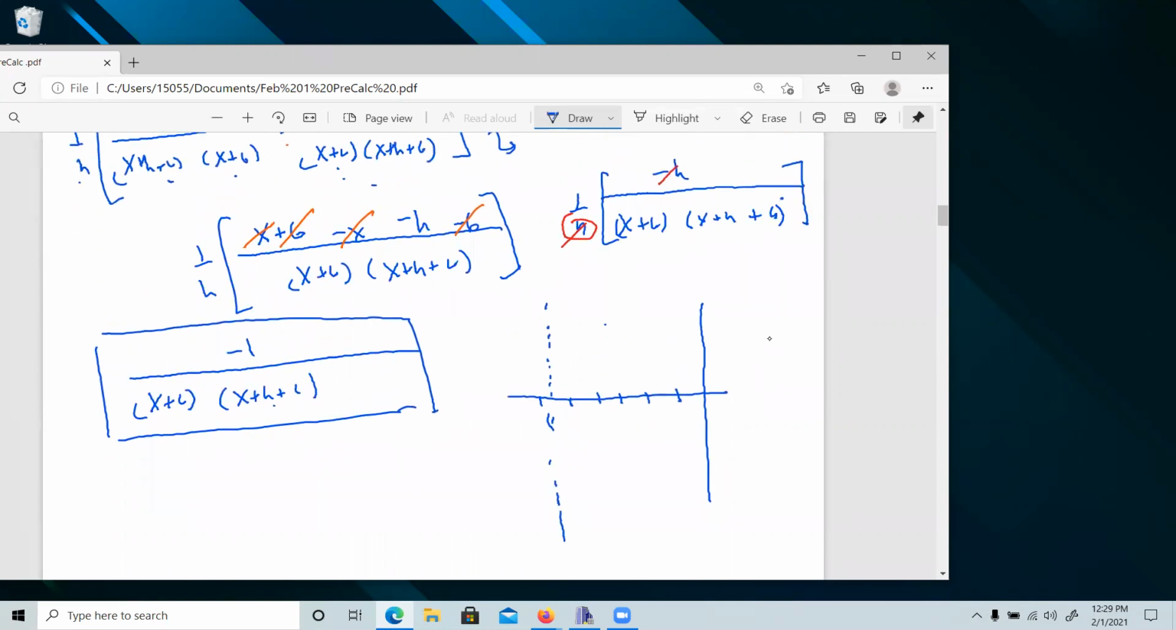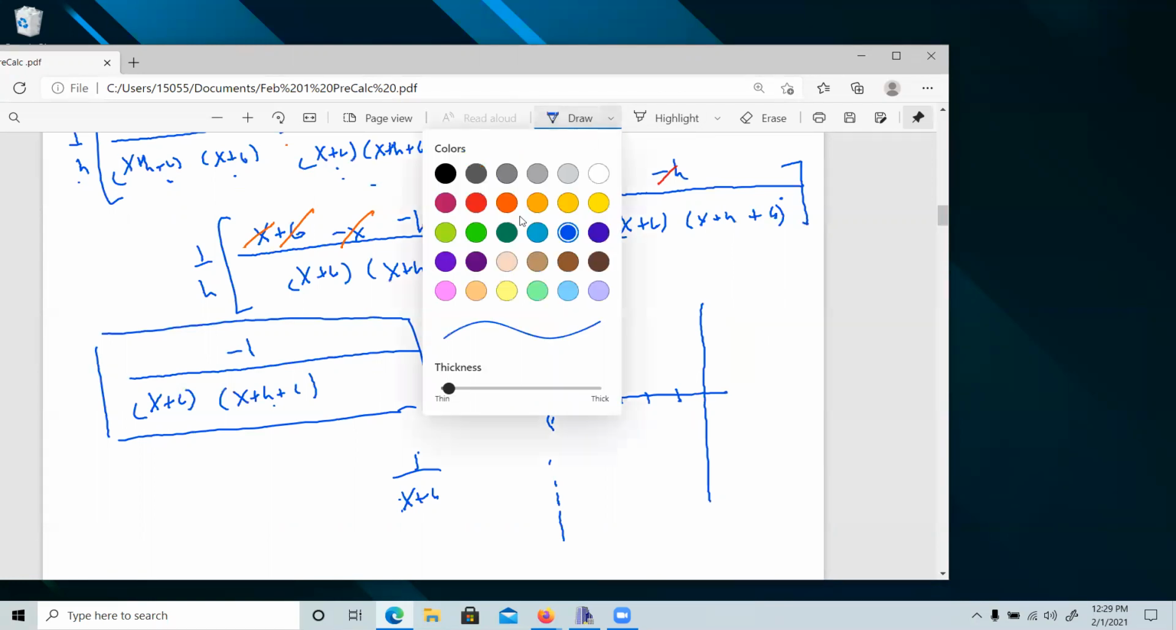We're just going back and looking at 1 over x plus 6, right? So we know that we have a horizontal asymptote at y equals 0 because the degree of the bottom is 1 and the degree of the top is 0.